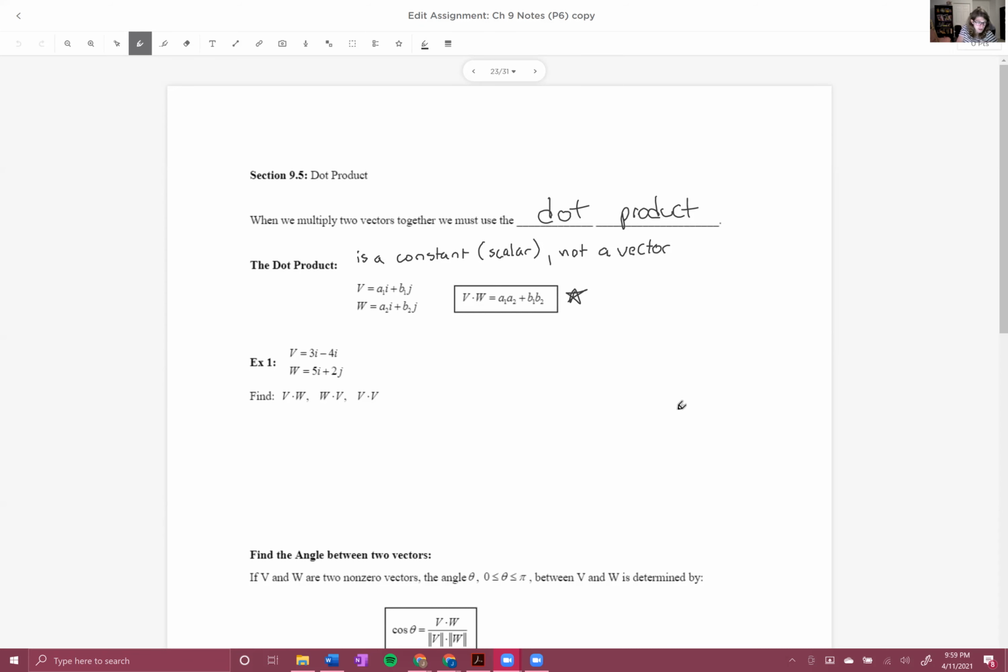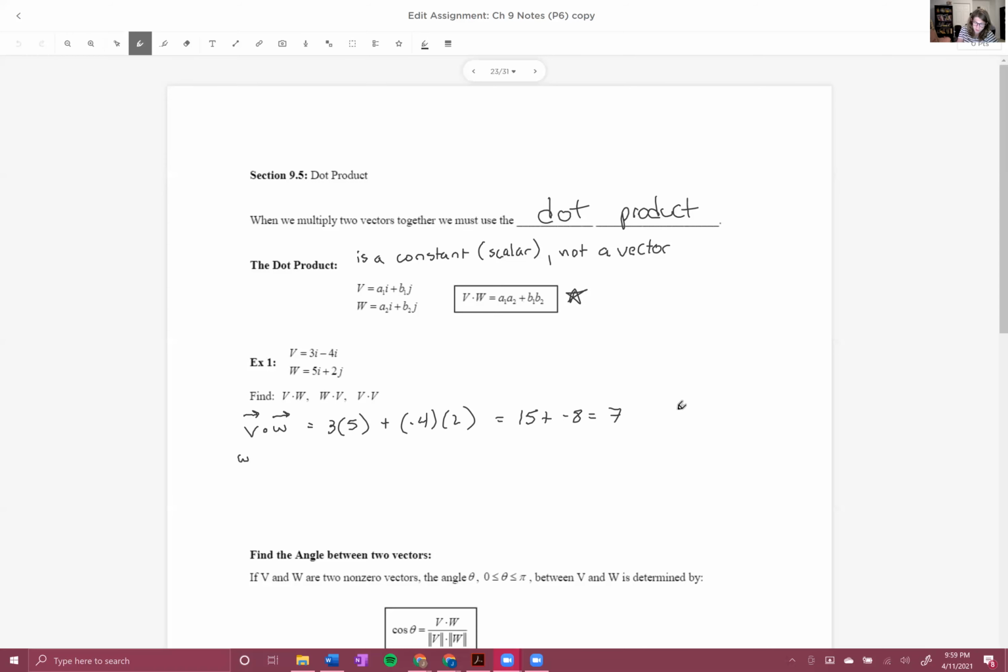We have our vector v, 3i minus 4j, our w vector, 5i plus 2j, and we're going to find our dot product of v dot w. So we're going to take our two i components, 3 and 5. We're going to multiply those. We're going to take our two j components, -4 and 2. We're going to multiply those. We're going to add everything. So we get 15 plus -8, which is 7. So that's the dot product for that first one.